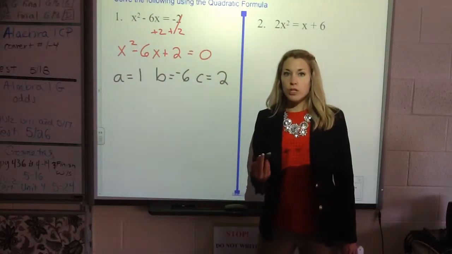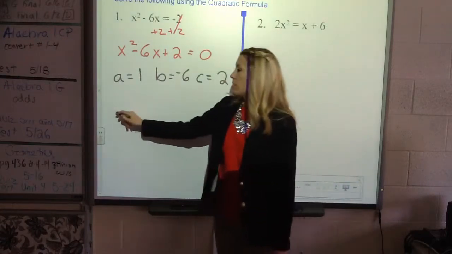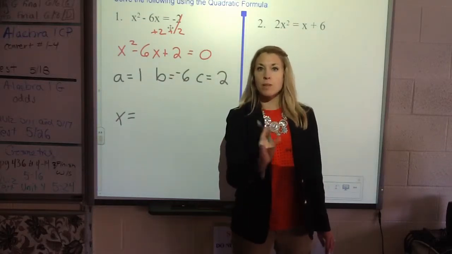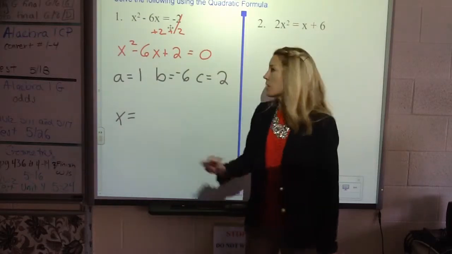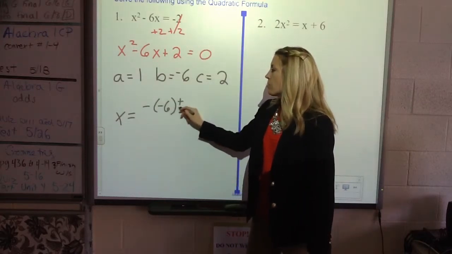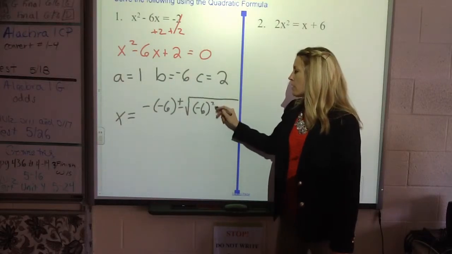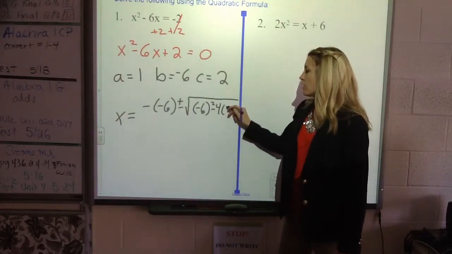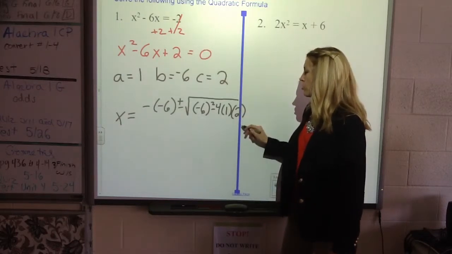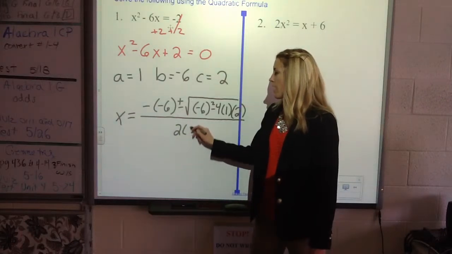And next, all we do is take this and plug it in to the quadratic formula. X equals, and I use parentheses every time I plug in for a, b, and c. So negative b plus or minus the square root of b squared minus 4 times a, which is 1, times c, which is 2, all over 2 times a.